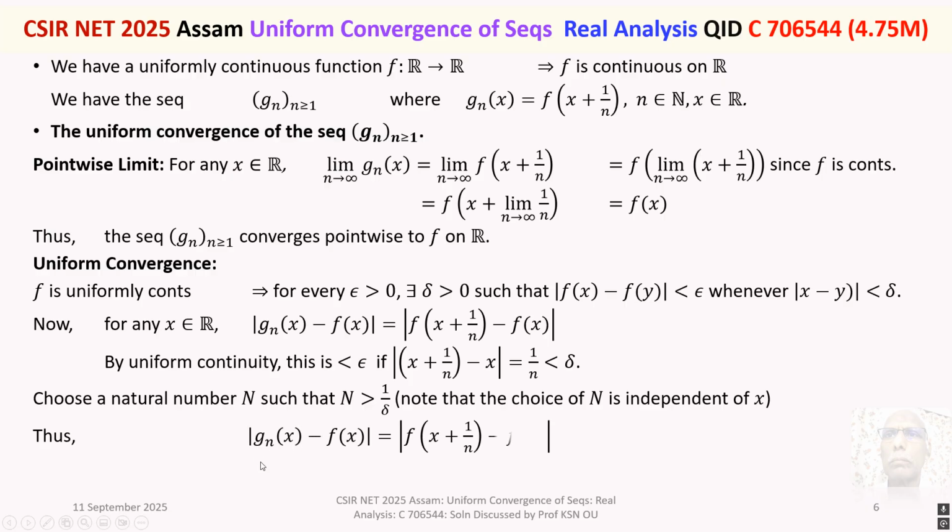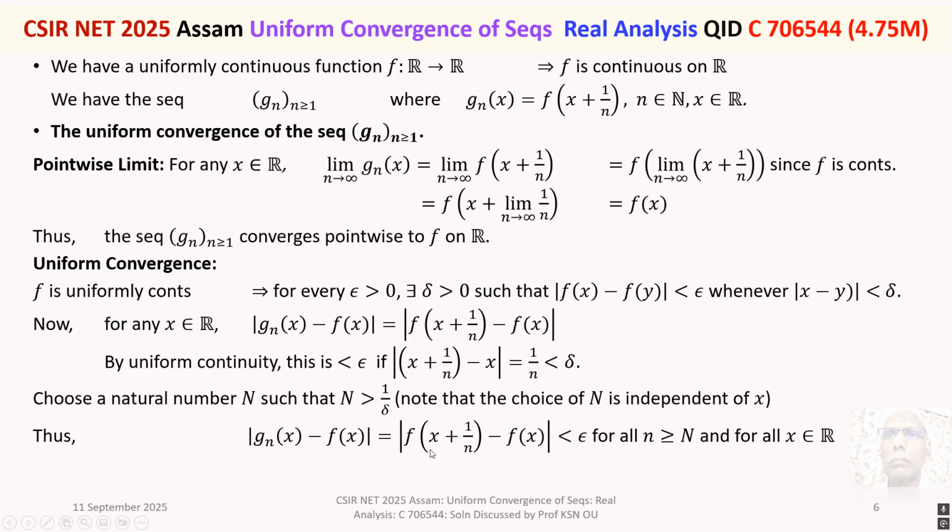Thus, |g_n(x) - f(x)| = |f(x + 1/n) - f(x)| < epsilon for all n greater than or equal to capital N. Yes, this 1 by delta and all that adjusted. And this works for all x belongs to R. Yes, this N is independent of x. This works for all x belongs to R.